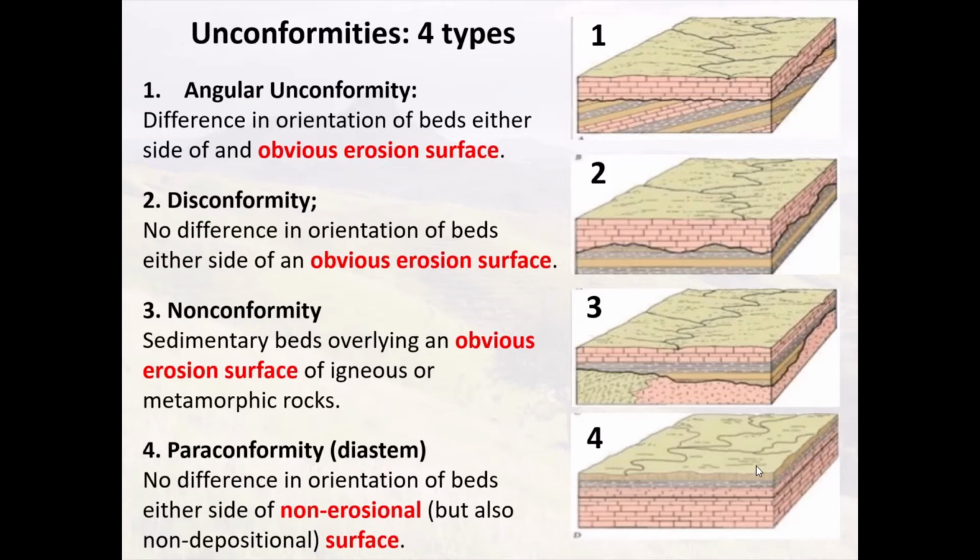A nonconformity is where there's a difference in the rock types either side of the unconformity. So for instance, where you have a metamorphic or igneous terrain, like maybe the depths of a mountain belt or some sort of volcanic arc system that has been eroded downwards to the igneous bedrock, and then on top of that igneous bedrock we've started to deposit sediments. So where we have a completely different set of rocks either side.